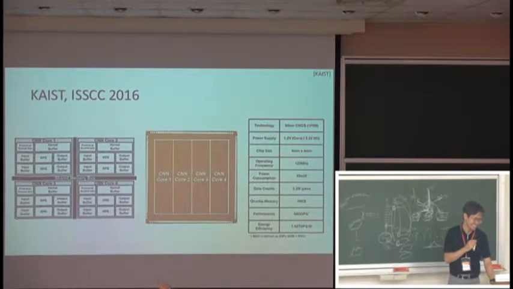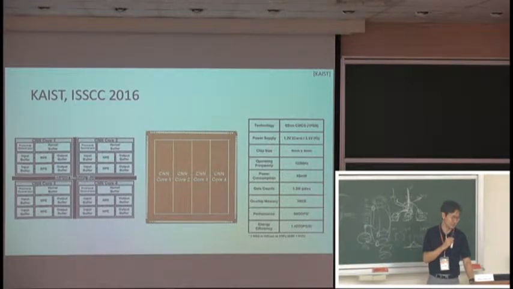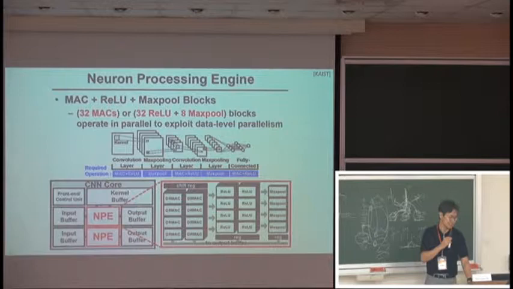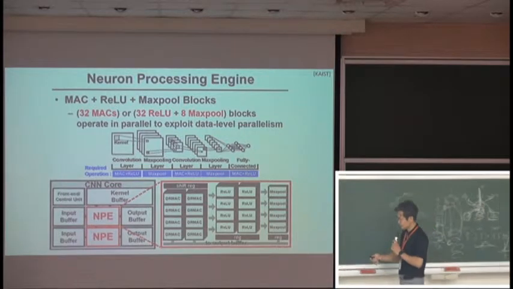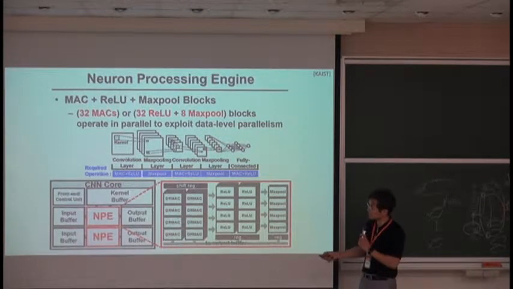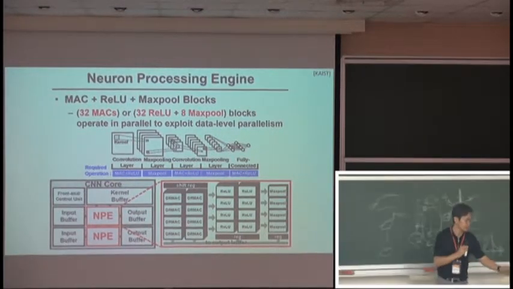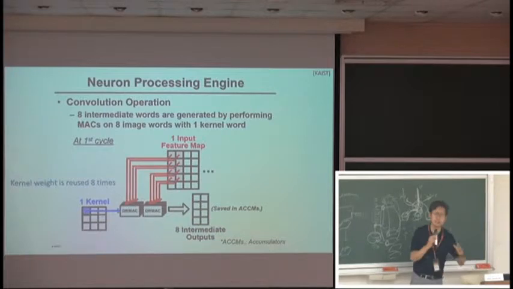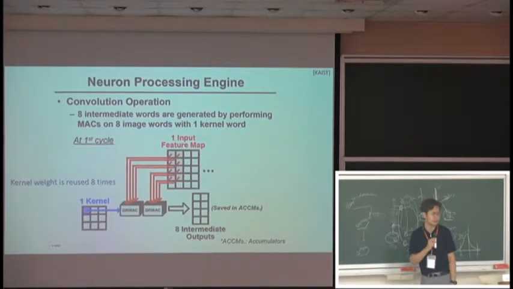Let's see one example from KAIST. They presented a chip having a neural processing engine. Here, each engine consists of 32 MACs. So let's see how it works, exploiting the data use behavior for broadcasting.